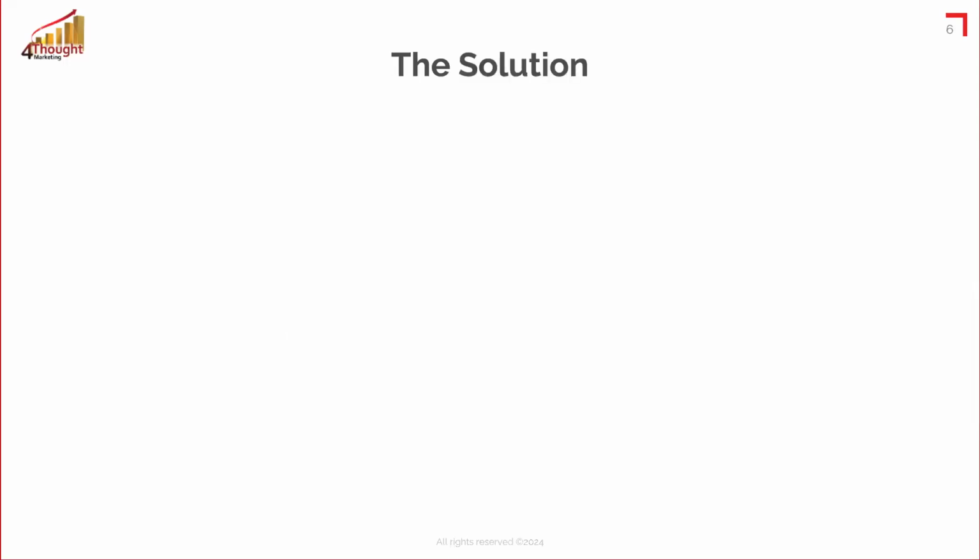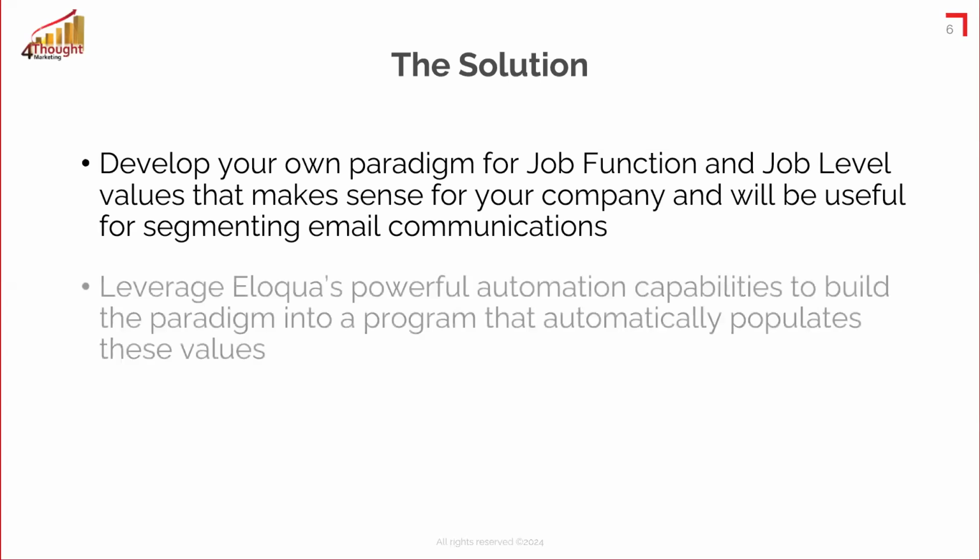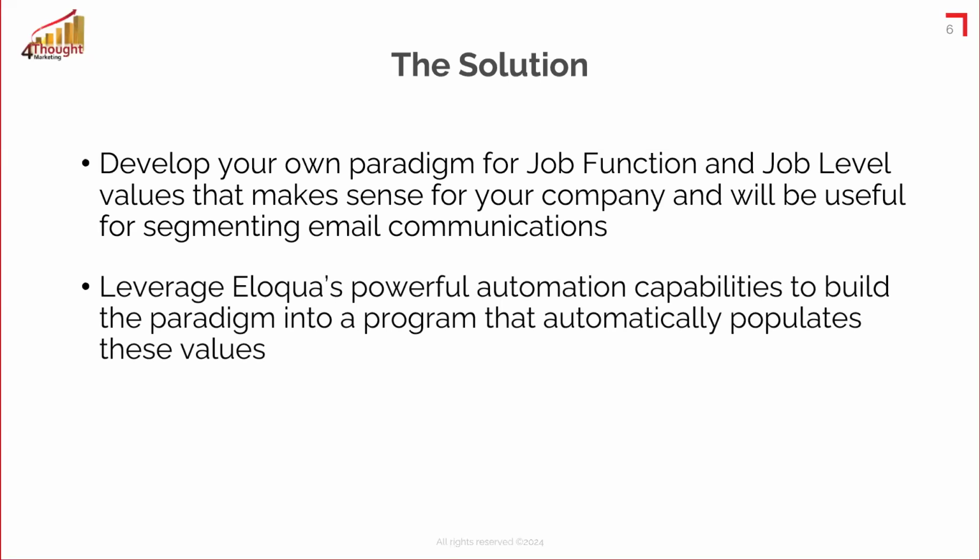So to address these challenges, we came up with a system to use Eloqua's automation capabilities to populate job function and job level based on keyword matching in the job title. So how you do this for your own needs is you need to come up with your own paradigm for job function and job level values that, again, make sense for your company and your needs. And then use Eloqua's powerful automation capabilities to set up a program that will automatically populate the values so that you can use them in your segmentation for communications.